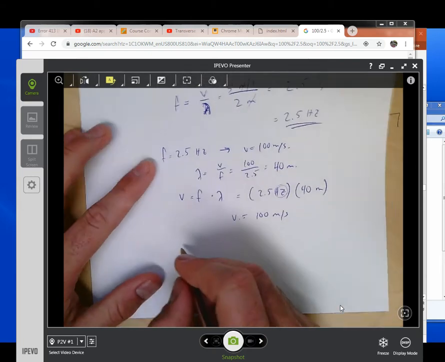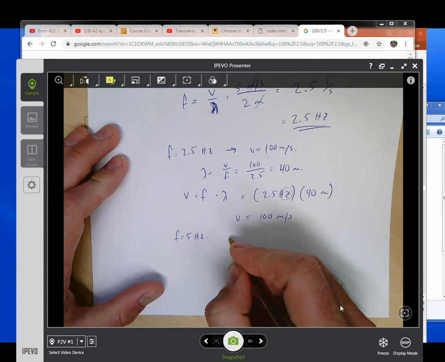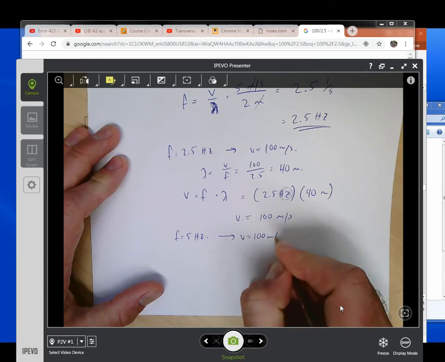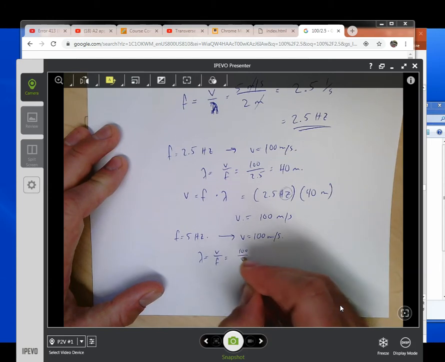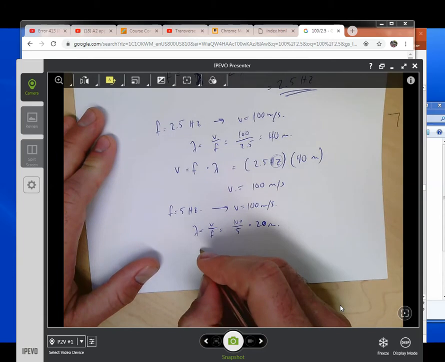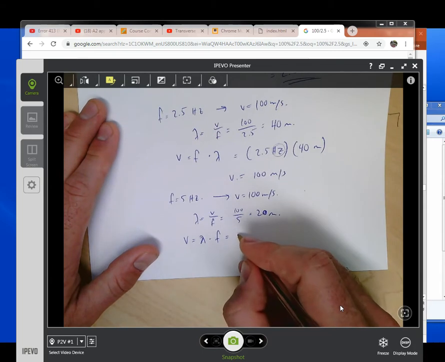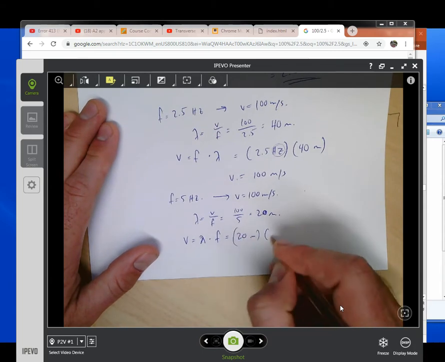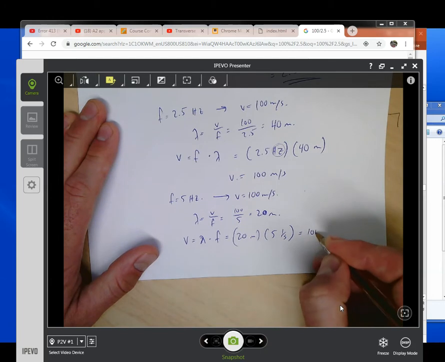Another thing that I could do, for example, is if I had a frequency of 5 hertz, then that one's a little easier. If I wanted a velocity of 100 meters per second, I can do 100 divided by 5, which is 20, and so lambda is v over f. It's going to be 100 divided by 5, or 20, and that is going to be 20 meters. So in other words, if I used a lambda of 20 meters times f, that could be my speed, and I could say this is going to be 20 meters times 5 hertz, or cycles per second, and that will give me 100 meters per second.